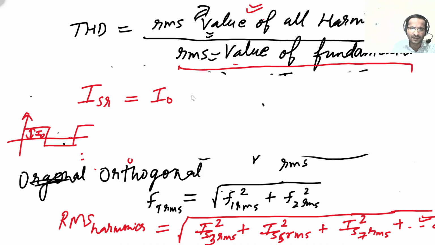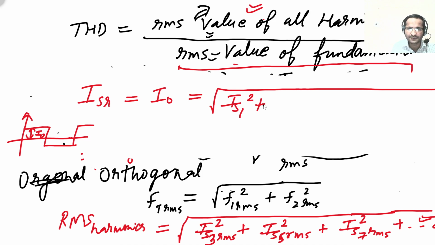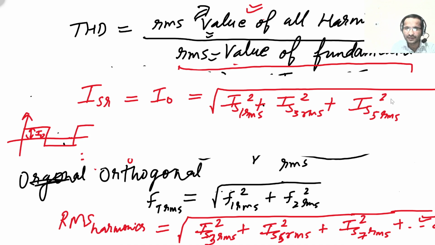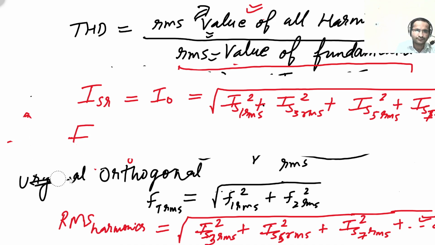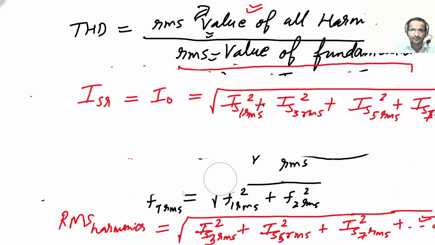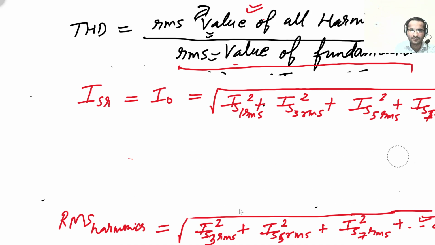Total RMS value can also be represented as the square root of IS1 RMS square plus IS3 RMS square plus IS5 RMS square plus IS7 RMS square, and so on till infinite, because we know all sinusoids are orthogonal to each other. So we can write this. This is the total RMS.